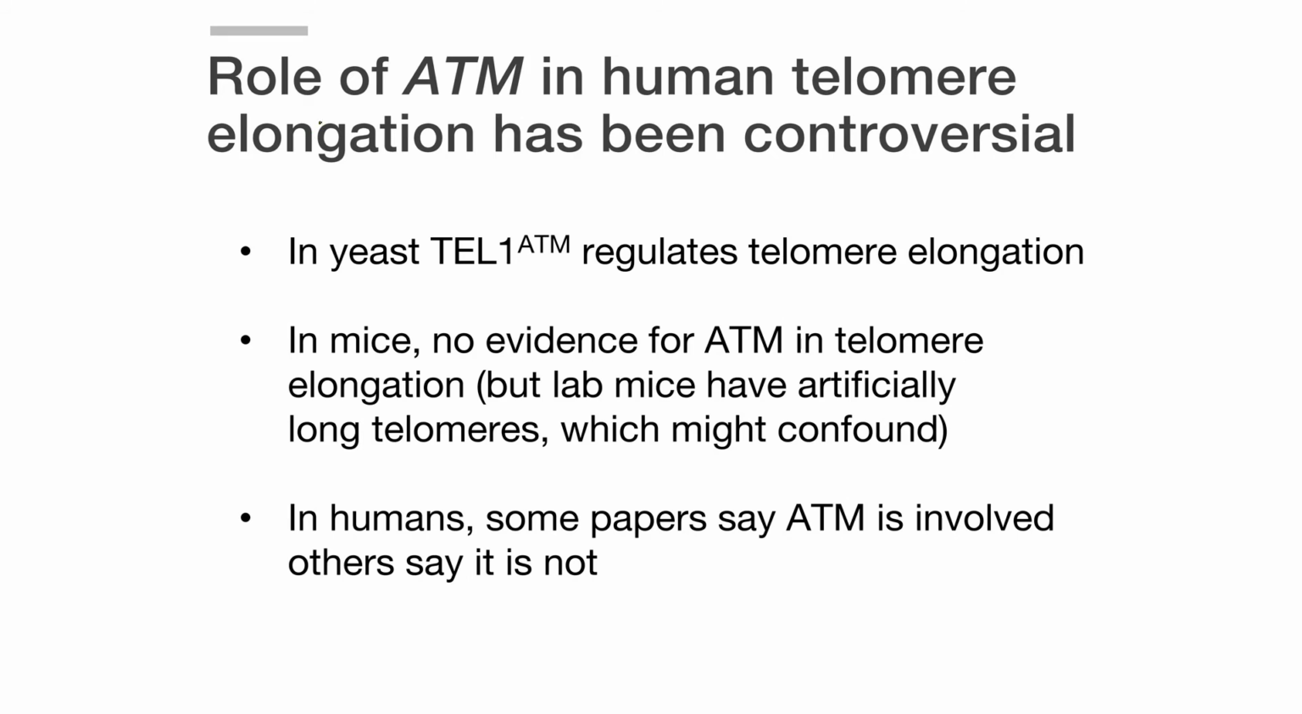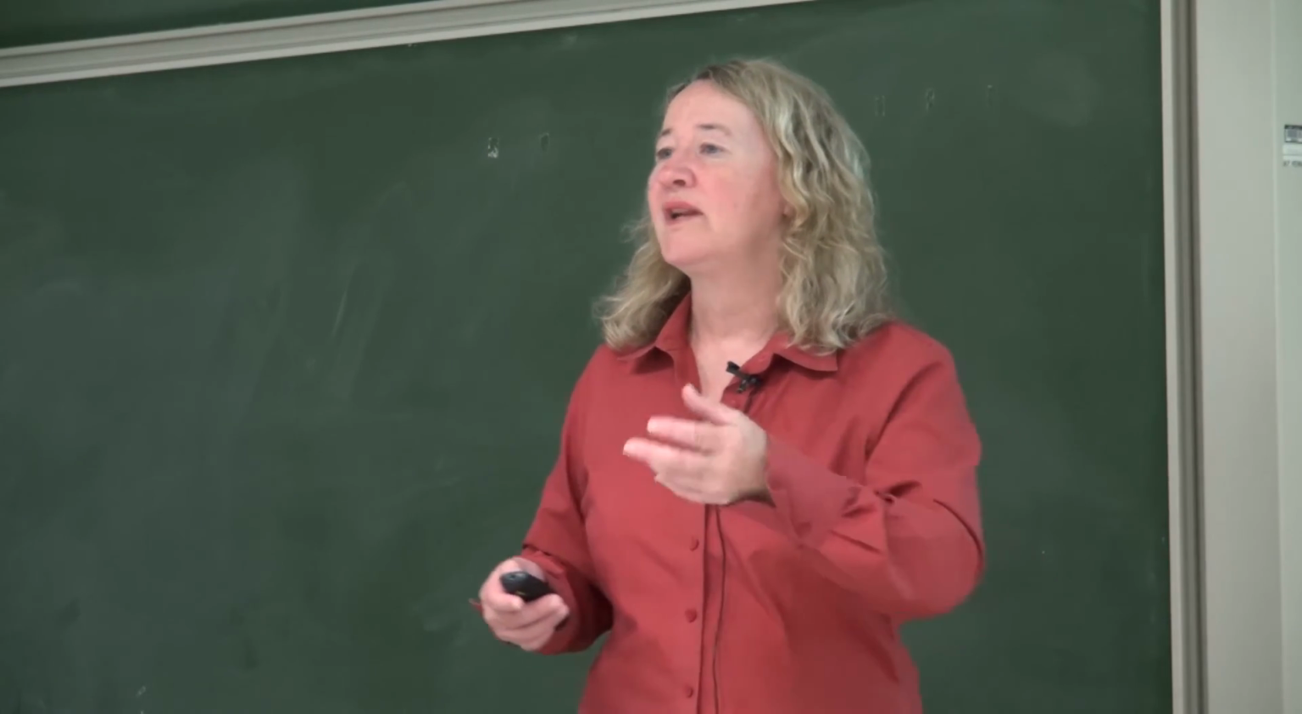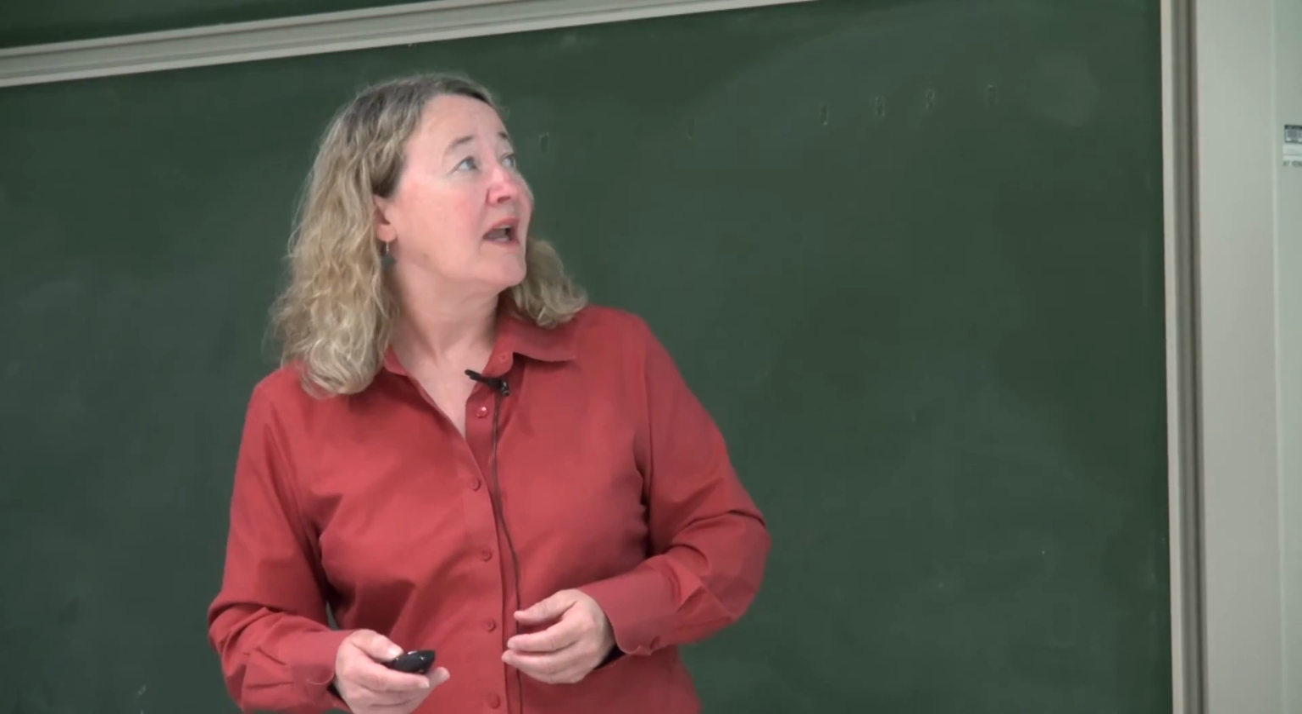The role of ATM at human telomeres has been quite controversial. It's been known in yeast for a number of years that the TEL1 gene, which is the ATM homolog in yeast, does regulate telomere length. In mice, there is no evidence for ATM in telomere elongation, but these laboratory mice have extremely long telomeres. And among papers looking in human cells, some have said that ATM is involved in telomere length regulation, and others have said ATM is not involved. So we thought we would take this as a first example of asking the question: what is the role of ATM in telomere elongation?